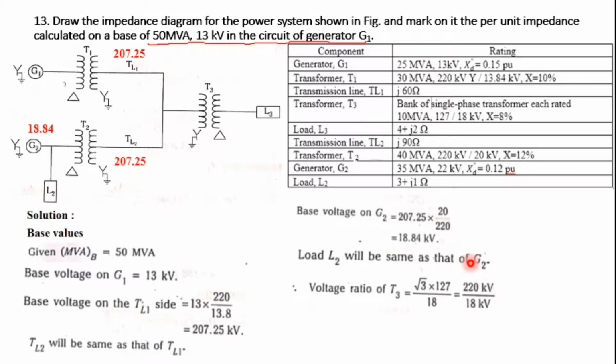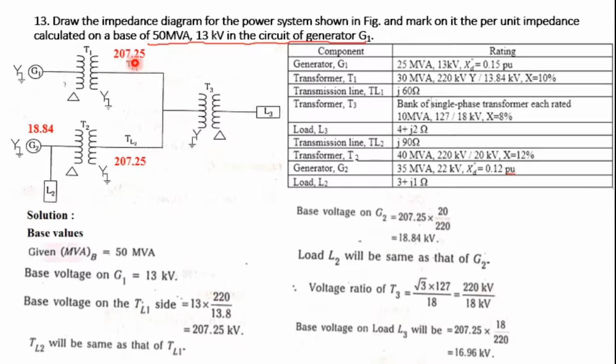Then coming to T3, we have to calculate. Here it is different, T3 is a bank of single phase transformers, each rated 10 MVA, 127/18 kV. On the side which is star connected, we have to multiply by √3. So it is √3 into 127 divided by 18, and we will get 220 divided by 18. The ST side is 220, the LV side is 18. Then we have to calculate the voltage across L3. L3 is on the LT side, this is ST. The voltage we already got.